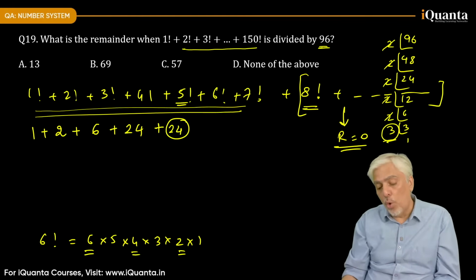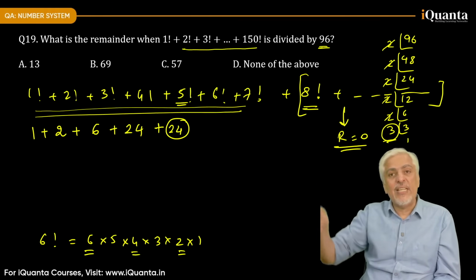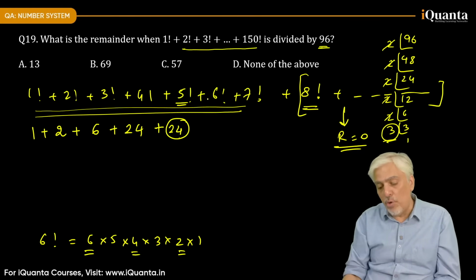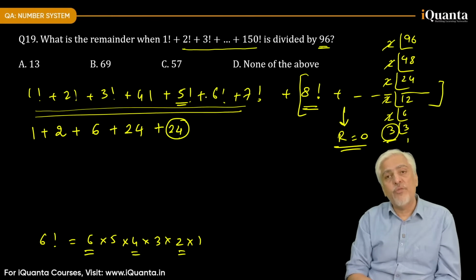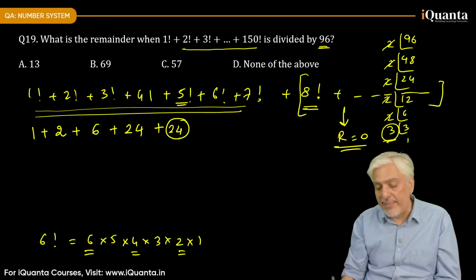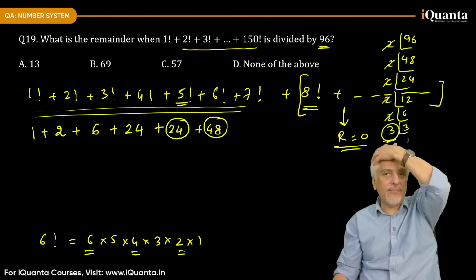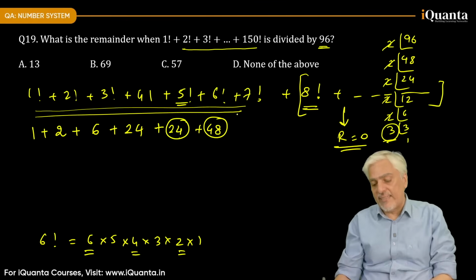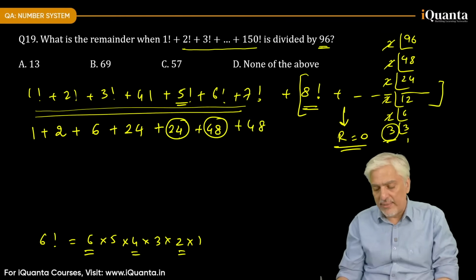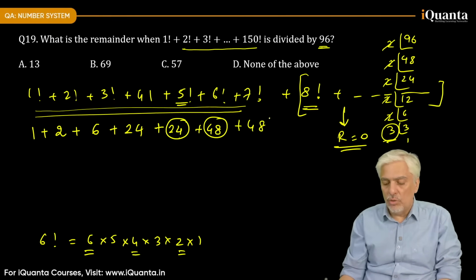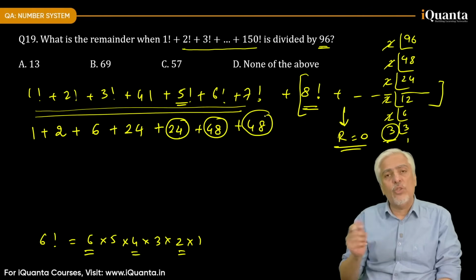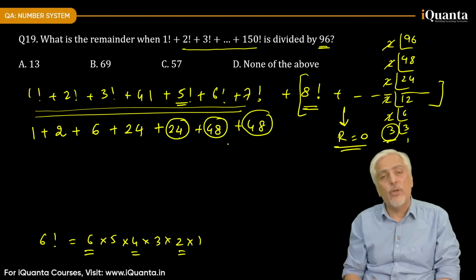Now don't do the whole thing. Don't do 720 again. Only do 24 into 6. 144 divided by 96, remainder is 48. 48 into 7 divided by 96, again the remainder I think is 48. So this is all. The smarter you get, the more you will be able to do this manually.